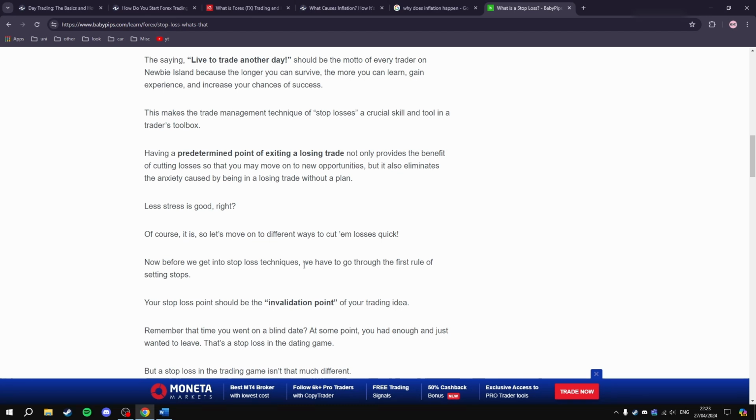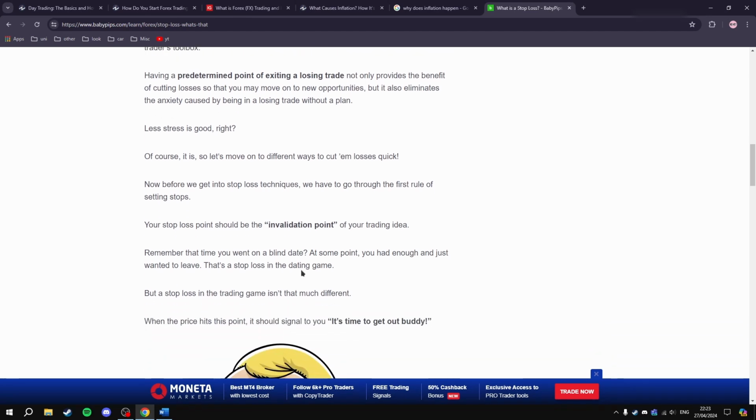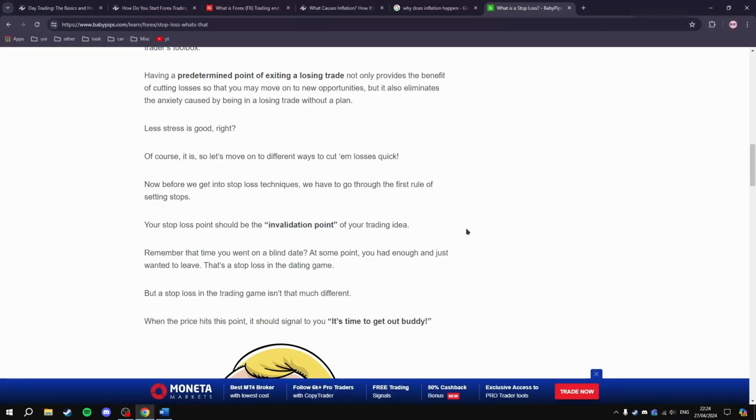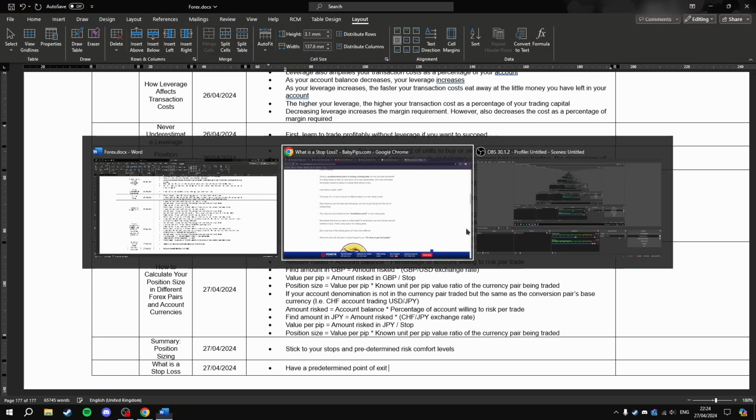Having a predetermined point of exiting a losing trade not only provides the benefit of cutting the losses so that you may move on to new opportunities, but it also eliminates the anxiety caused by being in a losing trade without a plan. So have a predetermined point of exit.